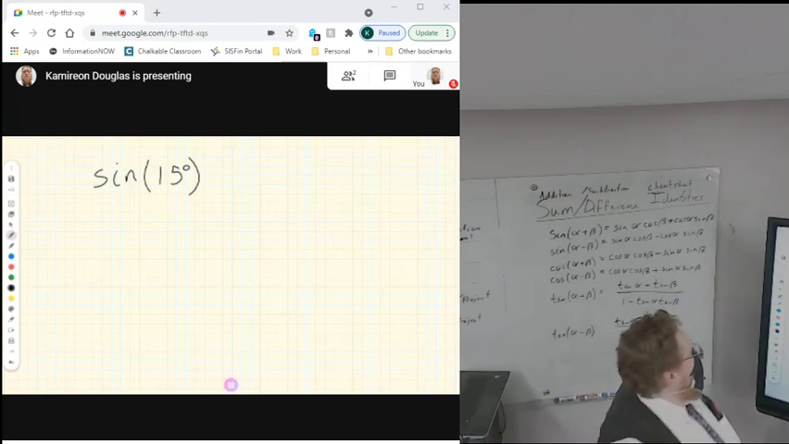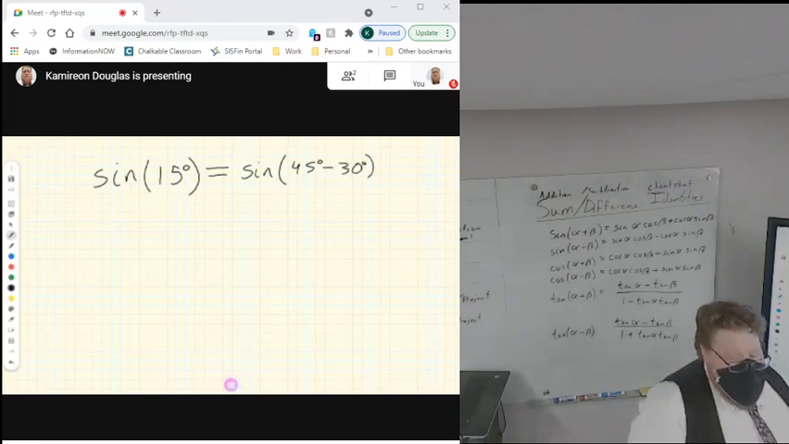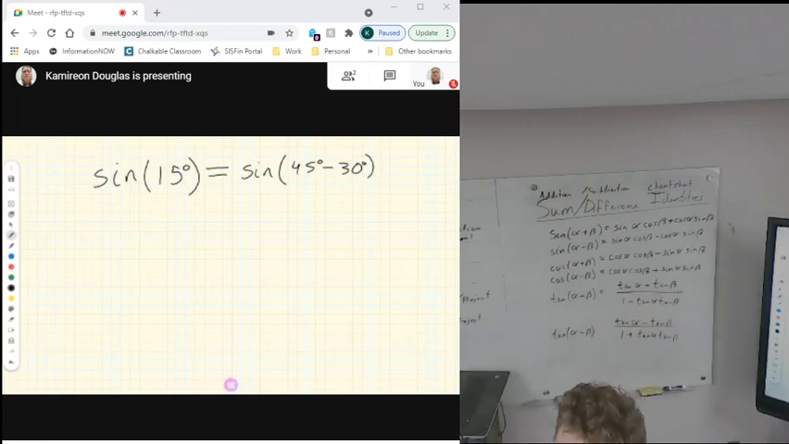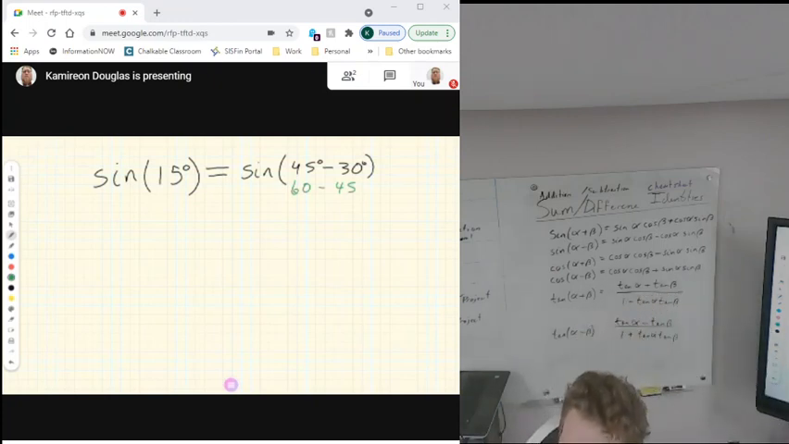Here we go. Sine of 15. How I do it is I can't think of this as sine of 15. I think of it as sine of 45 minus 30. Why? 45 is in the unit circle. 30 is in the unit circle. Now, these are not the only ones I could have chosen. Alternatives. What if I chose 60 and 45? Those are also 15. What about 225 and 210? This process will work for those two.